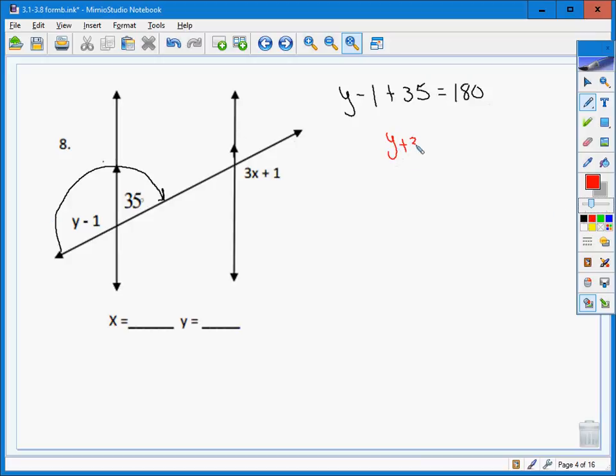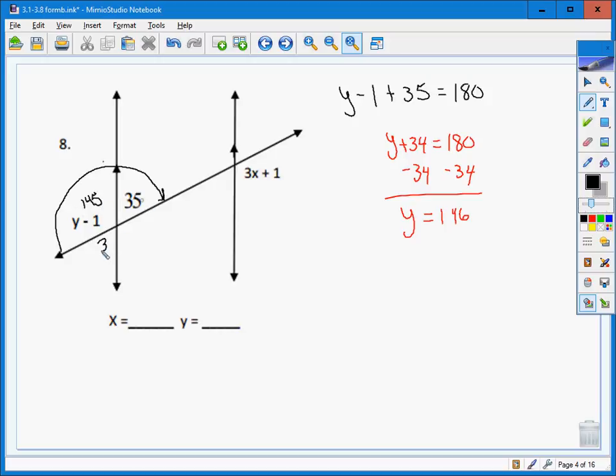Y plus 34 equals 180. And so I'm going to subtract 34 from both sides. And y is going to be equal to then 146, I believe. If y is 146 degrees, then this angle is 145.